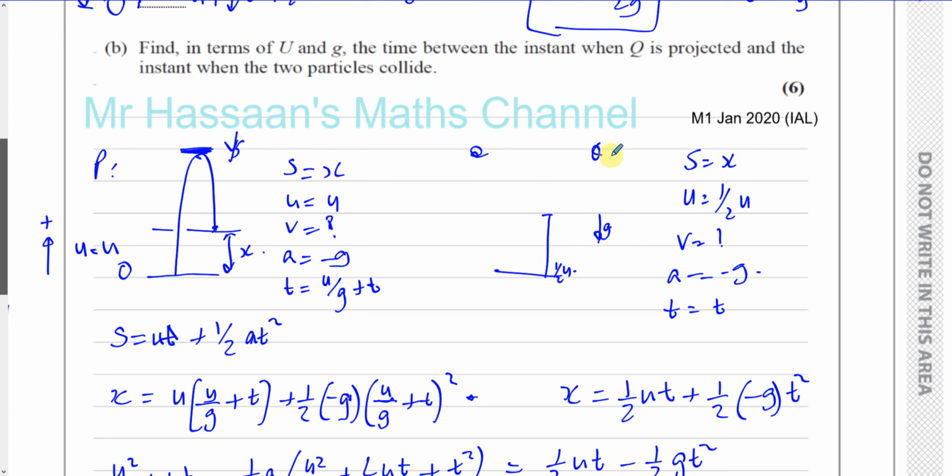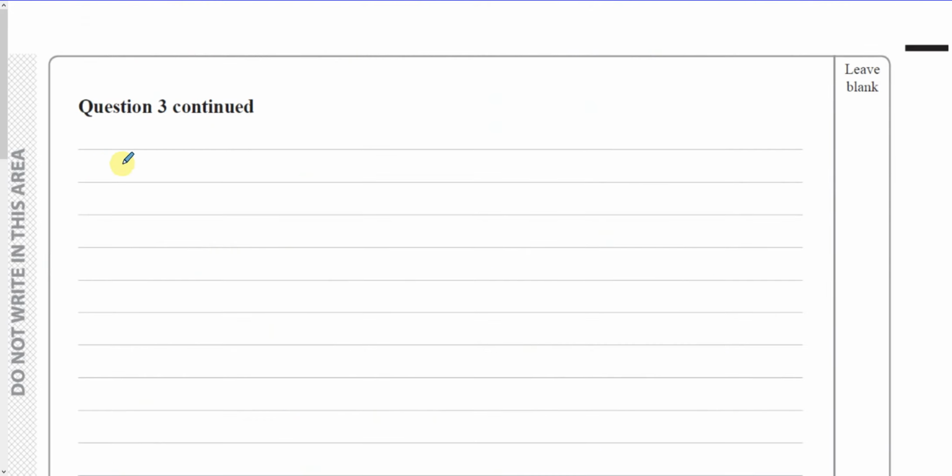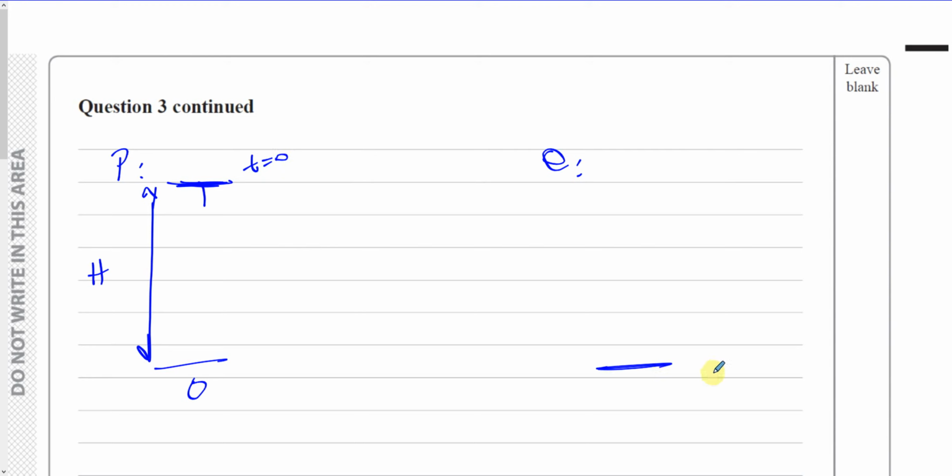So P and Q. We're considering now from when P has reached the top of its flight. It's reached the top of its flight and it's going to go down. So this is O, this is H, and we're considering it from this point. That's when time is zero. And Q is starting from O, going upwards. So P is starting going downwards now, and Q is going upwards. Here P's initial speed is zero because it's reached the top of its flight and its instantaneous speed is zero. Here Q's initial speed is a half u. So you've got gravity acting downwards.